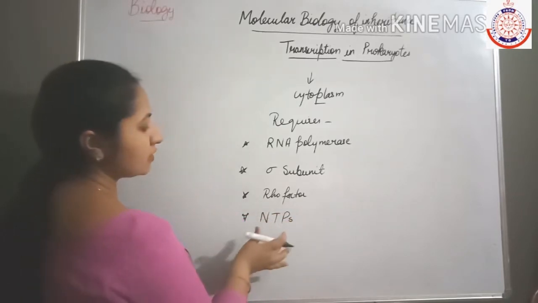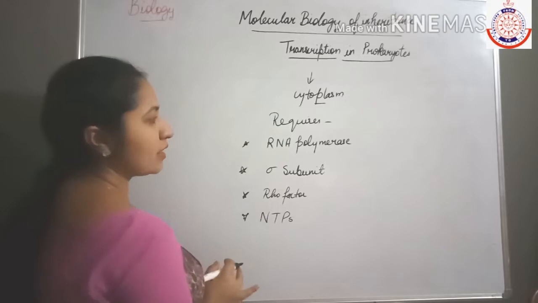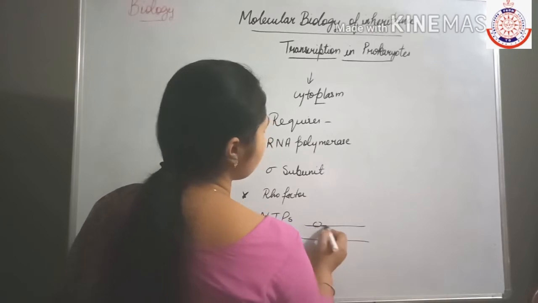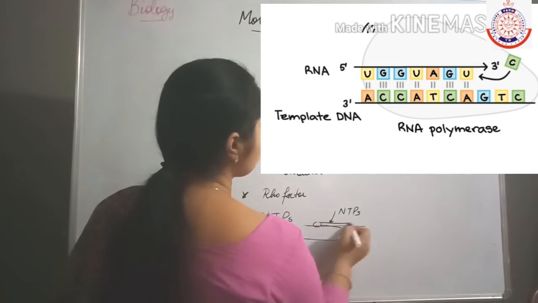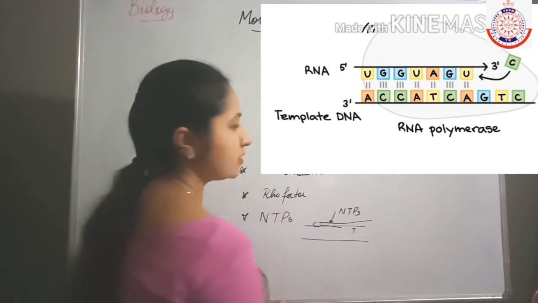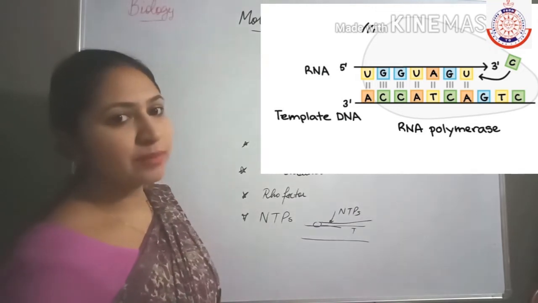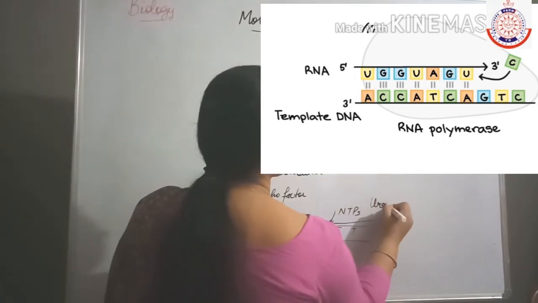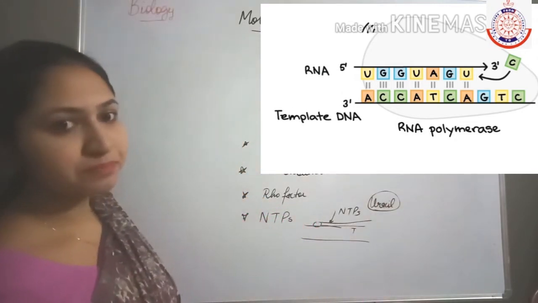What are NTPs? These are the nucleotides, means those nucleotides which will be added by the action of the RNA polymerase. Means when the RNA polymerase moves over the structural gene, then the NTPs will add on, and it helps in the synthesis of the RNA chain from the template strand. And in the DNA, thymine is present. So during the formation of the RNA chain, uracil will be present in place of thymine.